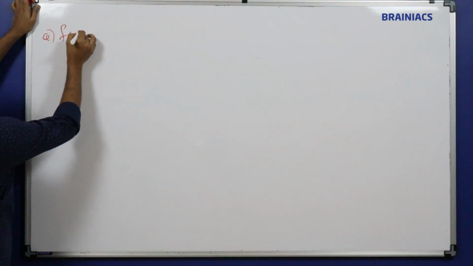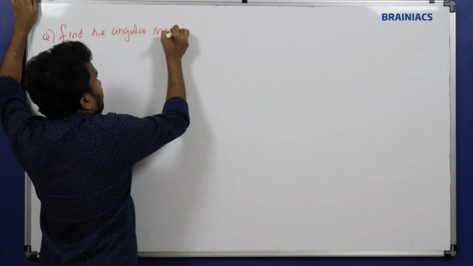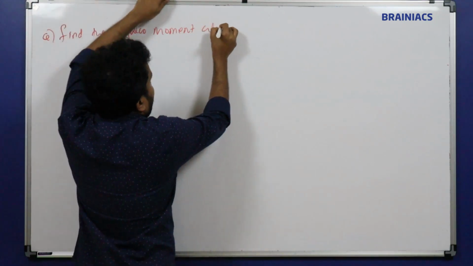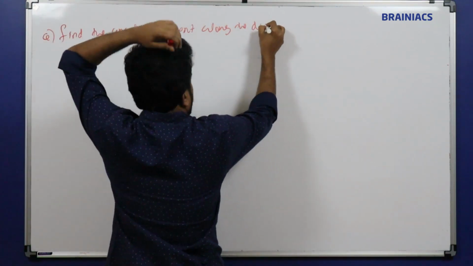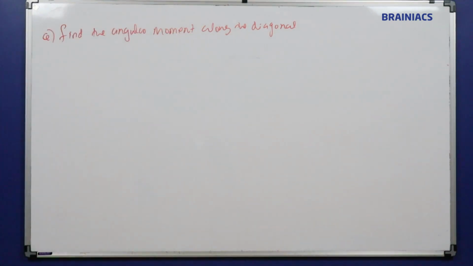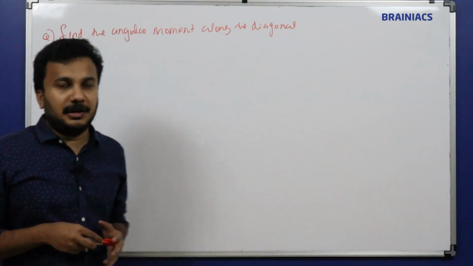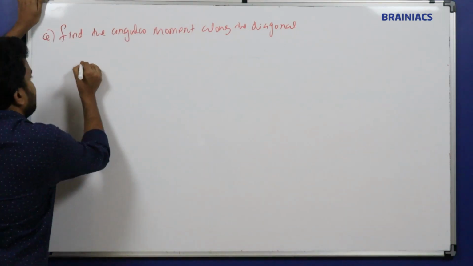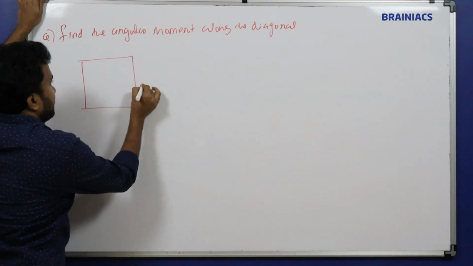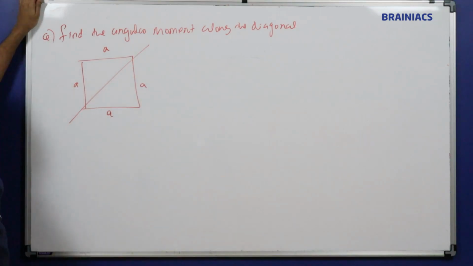Question is, find the angular momentum along the diagonal. So we have a square which is given, and we need to find out the angular momentum along the diagonal position. So this is a square which is given, side length a. We want to find out angular momentum along this line.